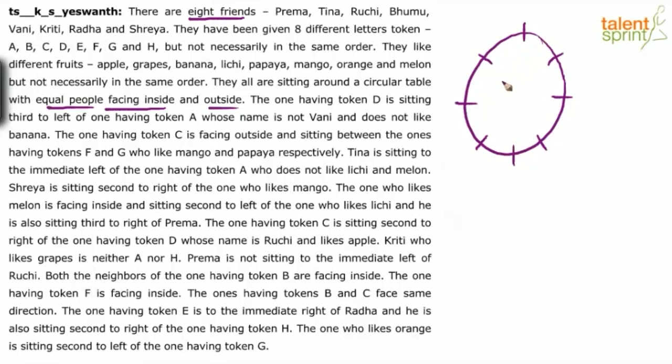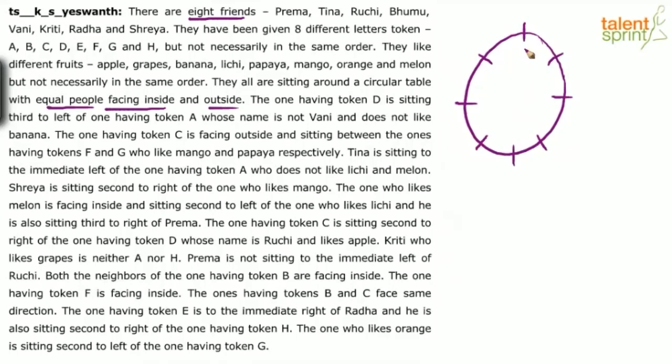Usually I say that starting a circular arrangement is very easy. You can start from anywhere on the circle. But in such cases, where few people are facing inwards and the others facing outwards, you have to be very careful. Now we'll have to identify the arrangement of these 8 persons around the circular table. We have to find out what letter token each of these persons has, what fruit each of them likes, and which of them are facing inside and outside. Alright, so that's the target.